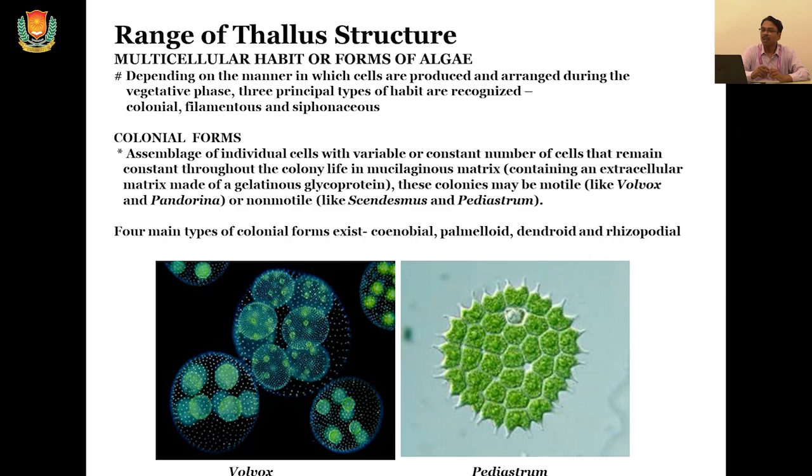We would see them. These cells come together because the individual cells secrete mucilaginous substance into their surroundings, and these cells get embedded in the mucilaginous matrix, and that's how a colony is formed. This mucilaginous matrix contains an extracellular material made of gelatinous polysaccharides. These colonies may be motile, like Volvox. Here you can see Volvox. You can observe that this is a parent colony, and within this are the daughter colonies, and within each daughter colony, the next colony is again arising.